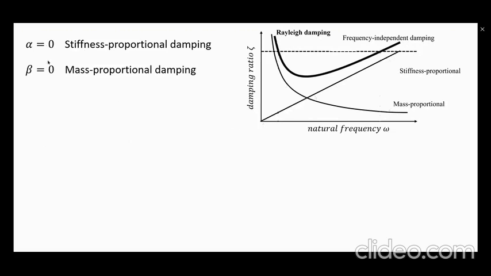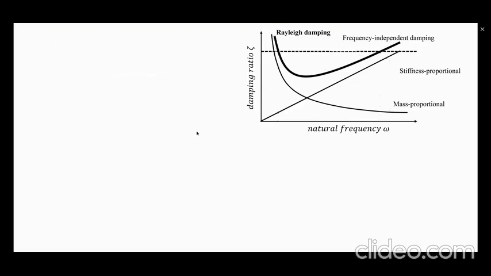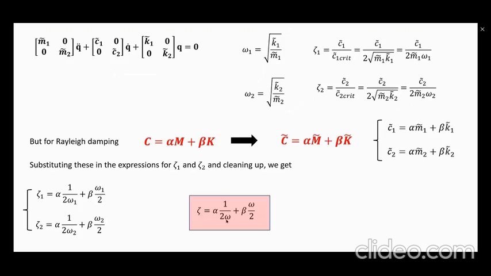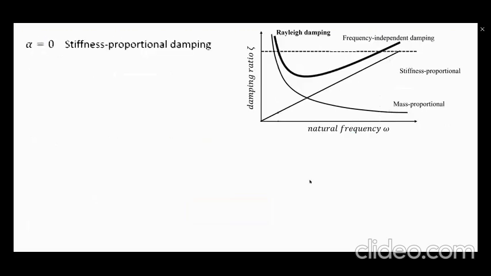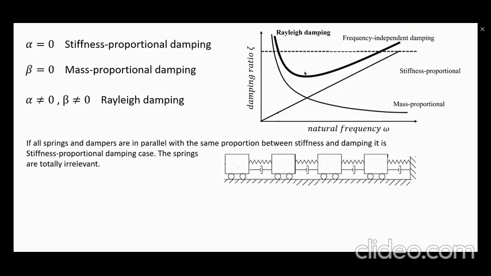So when alpha and beta are both present, you're going to get the combination of the two, which is that curve here, namely alpha times 1 over 2 omega plus beta times omega over 2. So it's going to give you this curve, okay? So this is a general Rayleigh damping case.